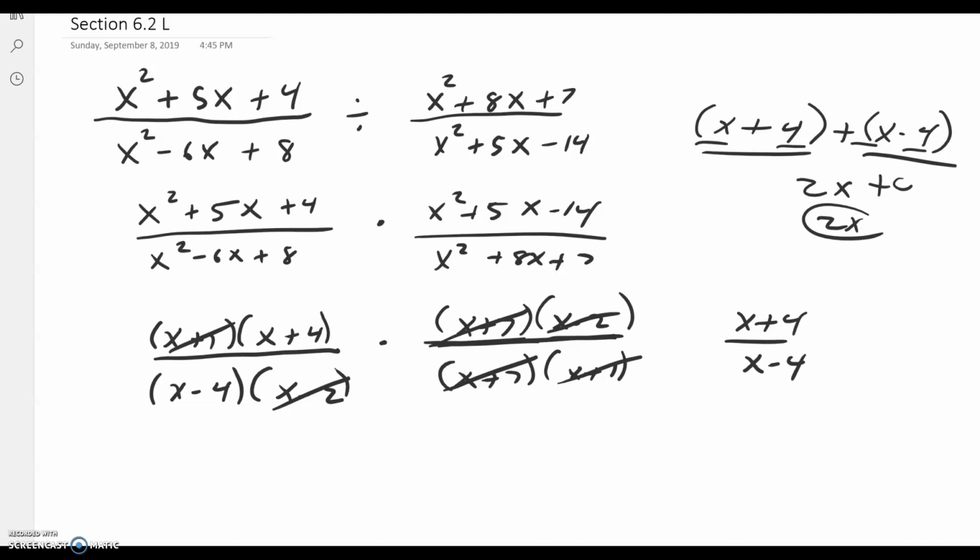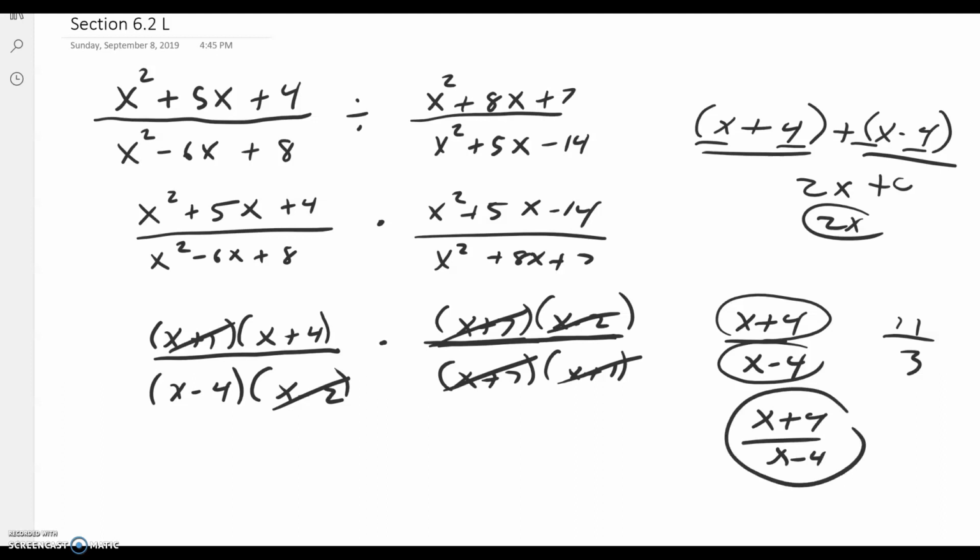Another, maybe easier way of looking at it is if you think these two are opposites of each other, then when you put in a number, you should get opposites. So like if you put in x equals 7, you get 11 on top and you get 3 on the bottom, and those aren't opposites of each other. So this isn't going to cancel to negative 1. It can be lots of different things. So the final answer here is x plus 4 over x minus 4. And that's as reduced as it can be.